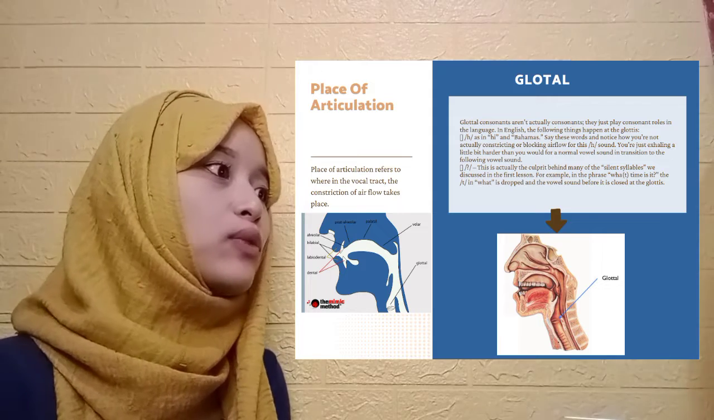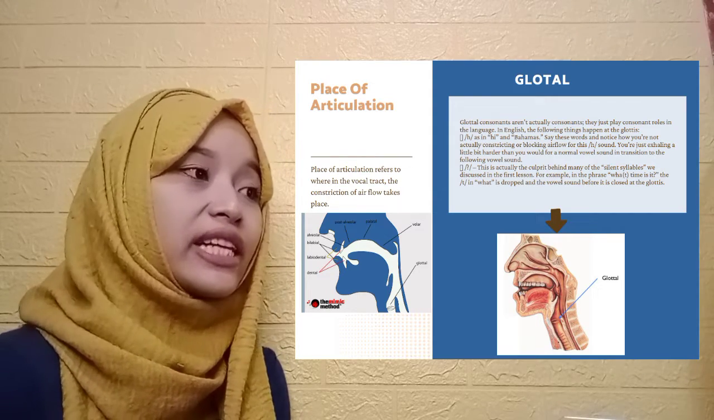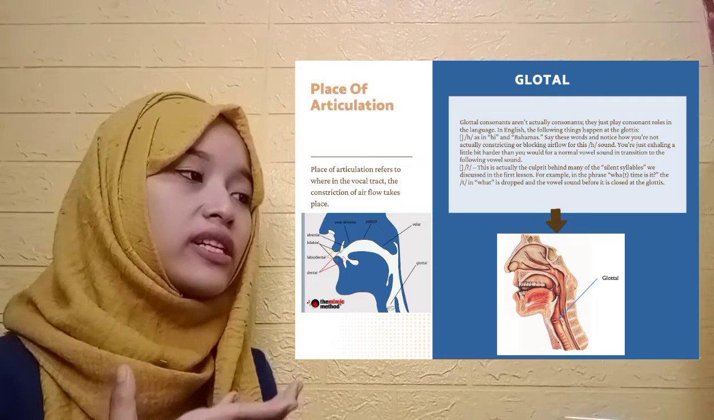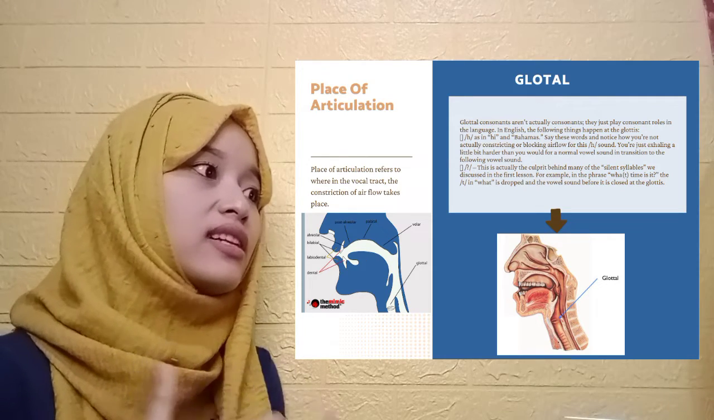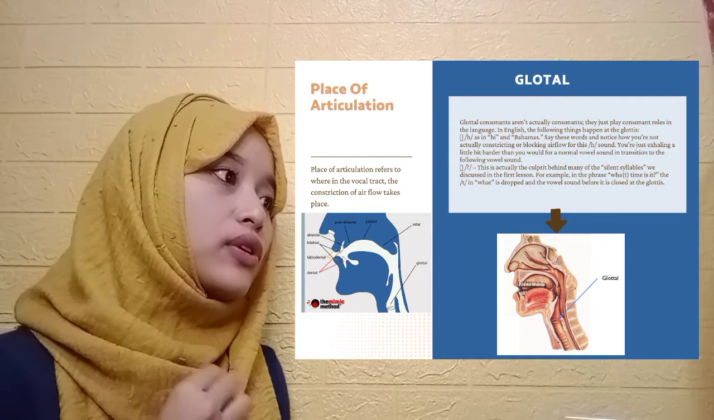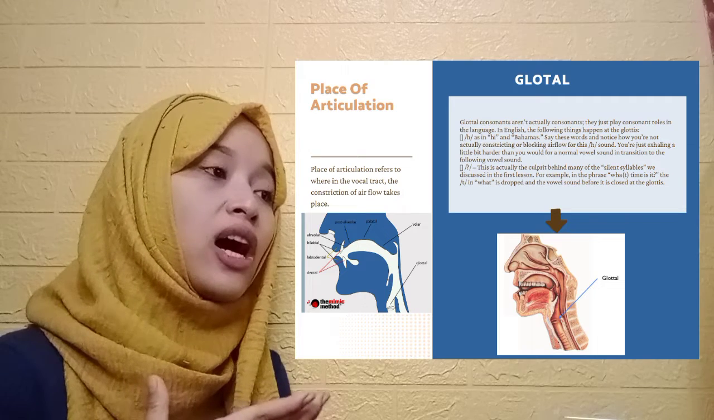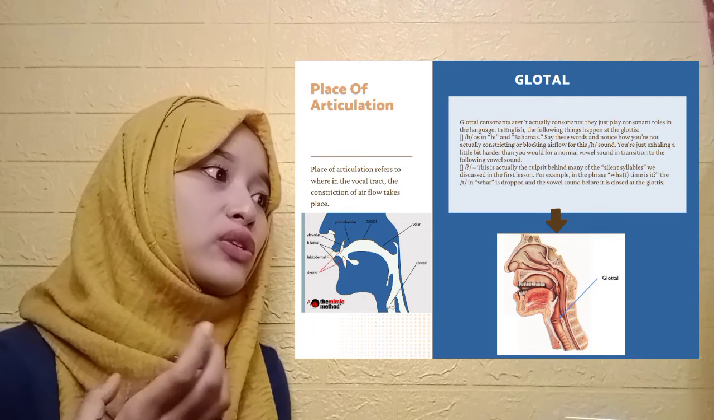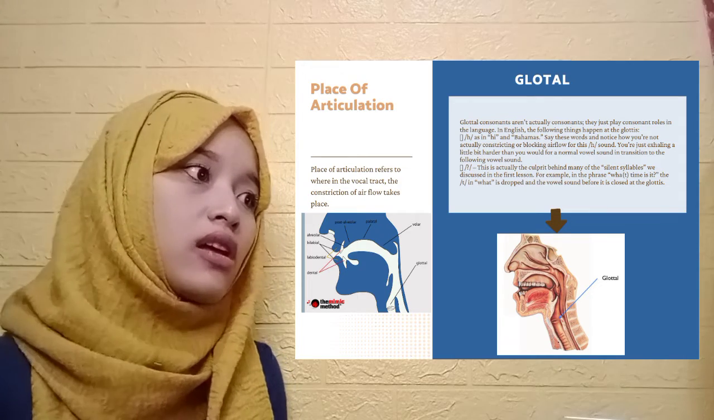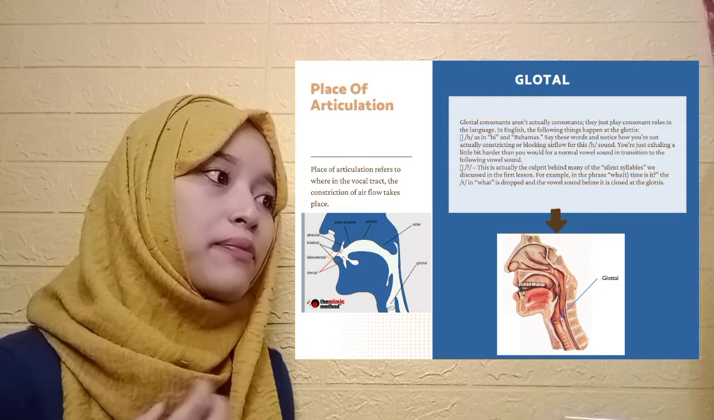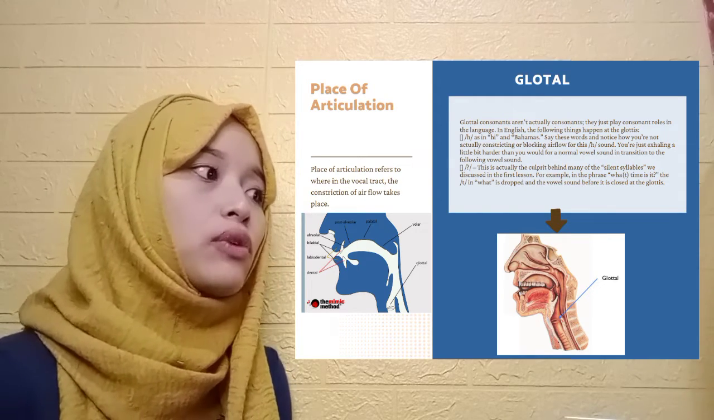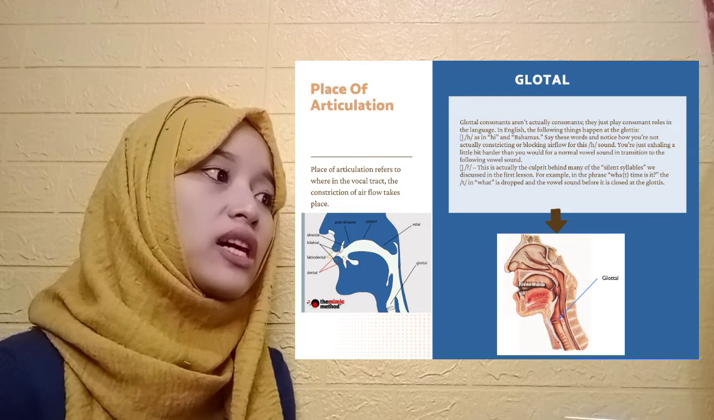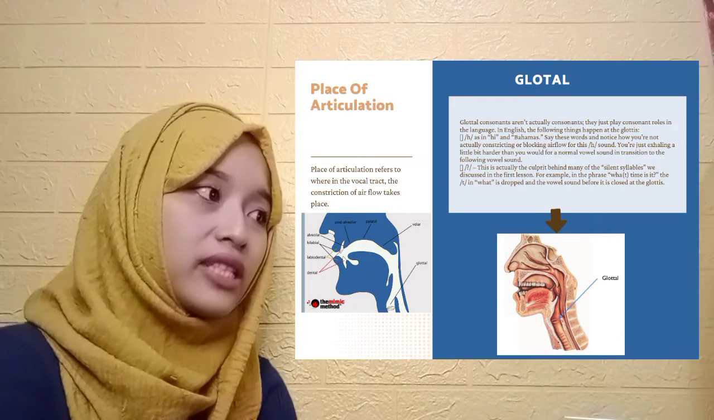behemoth. Say the word and notice how you are not actually constructing or blocking airflow for the sound. You're just exhaling a little bit harder than you would for a normal vowel sound in transition to the following vowel sound. This is actually the culprit behind many of the silent syllables we discussed in the first lesson. For example, in the phrase, what time is it? What time is it?